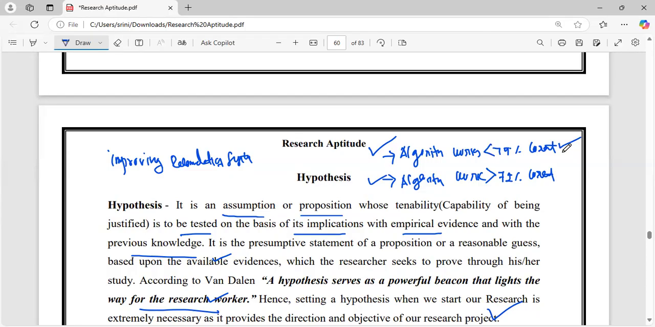My assumption: if I implement my algorithm, it would work 75% correct. It may or may not be true. This is my assumption, this is my hypothesis. Based on my literature review, I am finding that it is 75% correct. That may be true or may not be true. Either way, I'm going to get a result. Okay, that's my research defense.